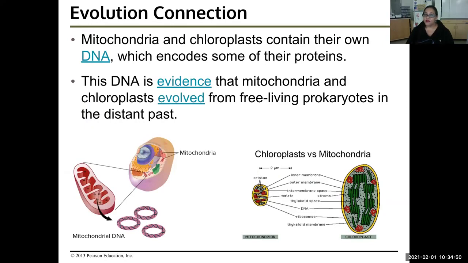Mitochondria and chloroplasts contain their own DNA, which encodes some of their proteins. This DNA is evidence that mitochondria and chloroplasts evolved from free-living prokaryotes in the distant past. And there's a lot of different links there with a lot of different videos going into more detail about this. And we'll talk more about it when we get to evolution and plants.